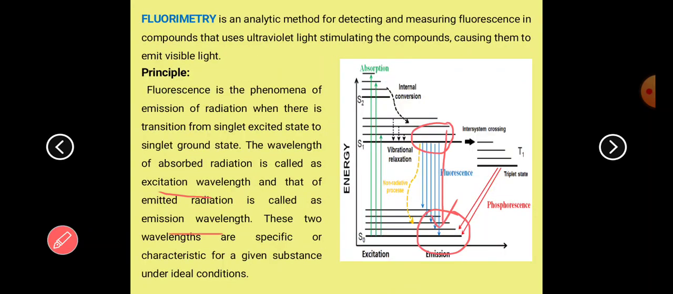You can see in the block diagram. This is the intersystem crossing, fluorescence, phosphorescence. In fluorescence, the molecule undergoes transition from singlet excited state to singlet ground state. Whereas in the intersystem crossing, the transition occurs from singlet excited state to triplet state. And in phosphorescence, the transition is from triplet state to singlet ground state.